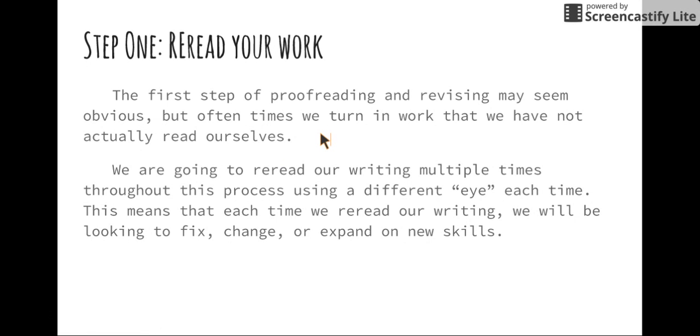Throughout this week, we're going to reread our work multiple times using a different eye each time. What that means is that each time we reread our writing, we'll be looking to fix, change, or expand on something new, whether it's grammar, punctuation, capitalization, or something much deeper, like to expand our setting, to write more believable characters, to make our conflict stronger, to develop our villain, to develop a specific step of our hero's journey. So today is going to be the most basic skills, but throughout the week, we're going to be rereading our work multiple times with different lenses or a different eye.